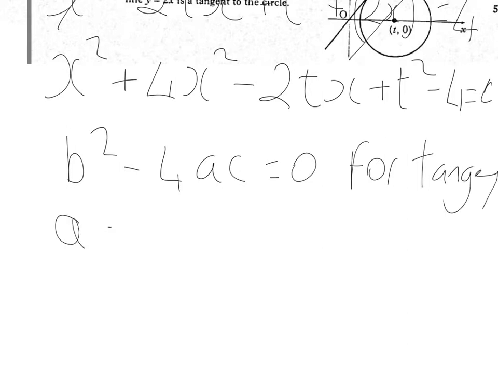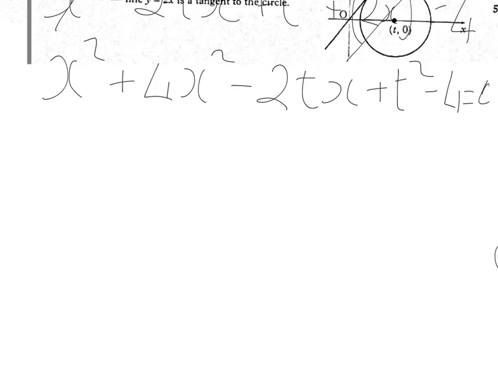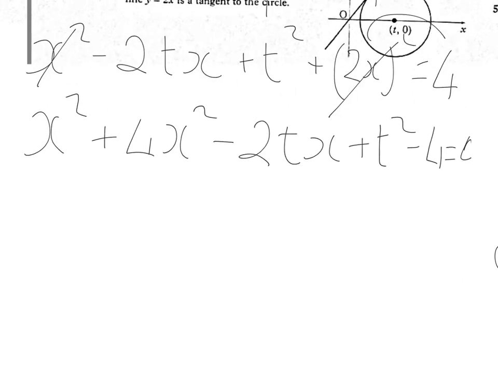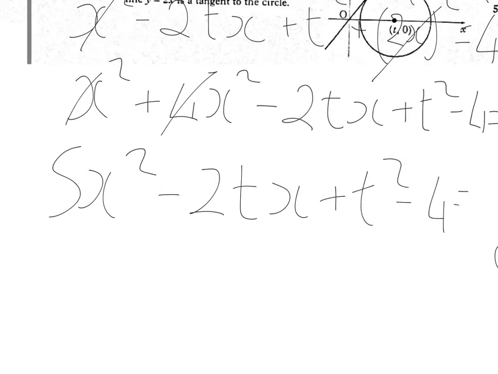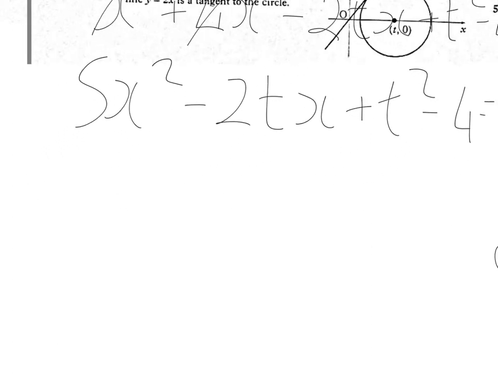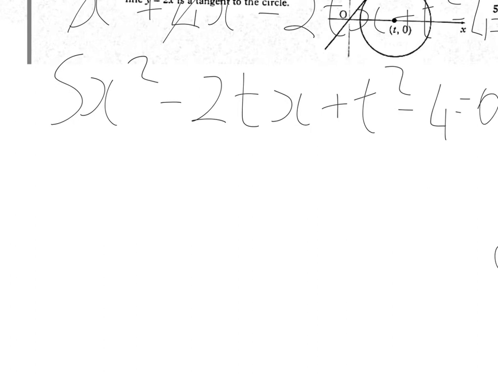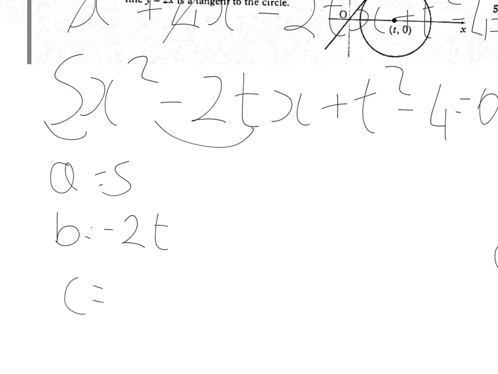So we're going to find a, b and c to get going. So x squared plus 4x squared is 5x squared. Get minus 2tx plus t squared minus 4 is equal to 0. So remember that a is the coefficient, that's the thing in front of x squared, b is what's in front of x, and c is everything else. So we can see clearly that a is equal to 5, b is equal to minus 2t, c is everything else, and that's t squared minus 4.